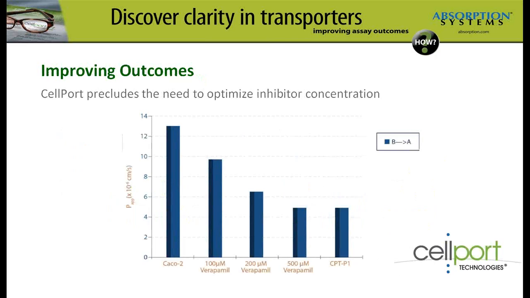We investigated this further by titrating the concentration of verapamil until, at a much higher concentration, we were able to observe the expected impact on PGP. So the solution in this case can be to optimize the inhibitor concentration each time you evaluate substrate potential, and obviously this is very cumbersome. The alternative again is to use, as we did in this case, a PGP knockdown test system.